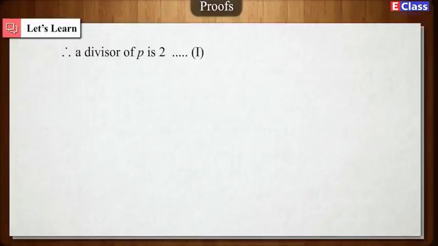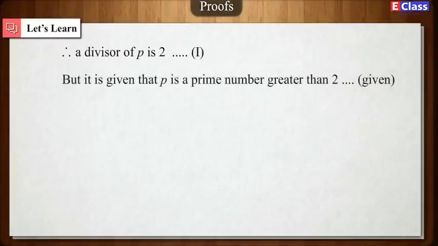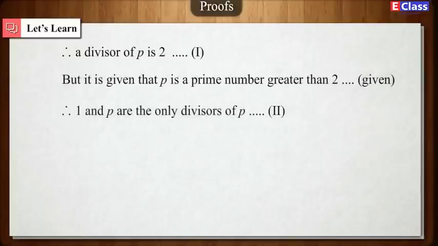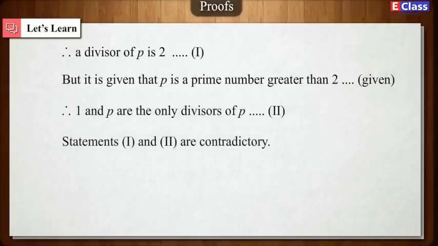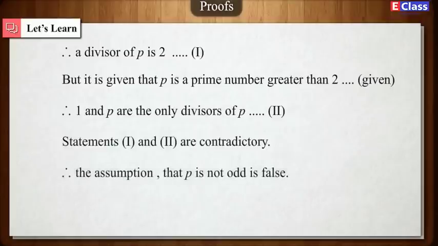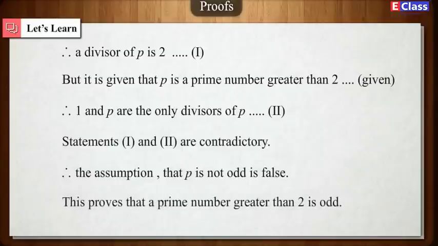Let us mark this as statement 1. But it is given that P is a prime number greater than 2. Therefore, 1 and P are the only divisors of P. Let us mark this as statement 2. Statements 1 and 2 are contradictory. Therefore, the assumption that P is not odd is false. This proves that a prime number greater than 2 is odd.